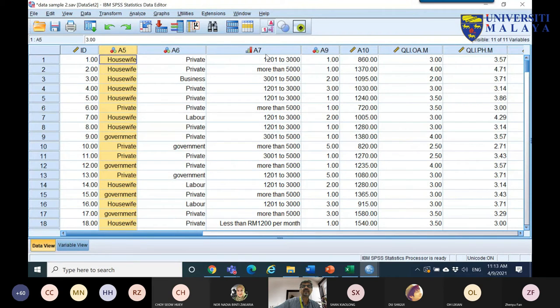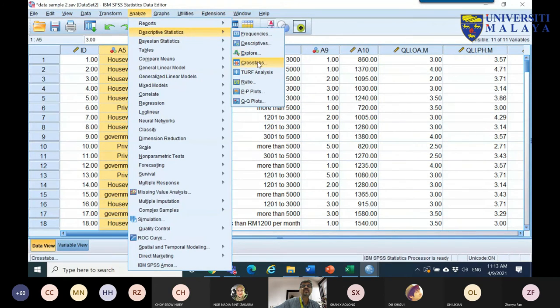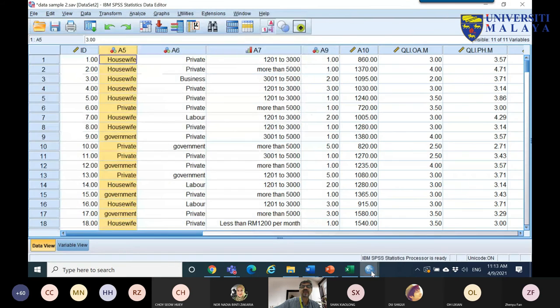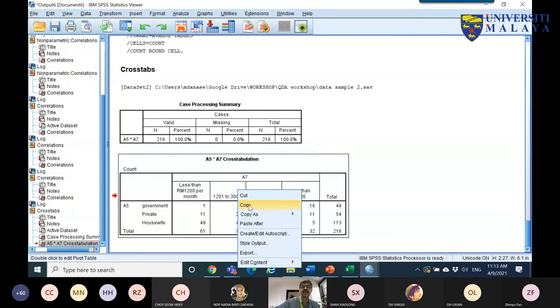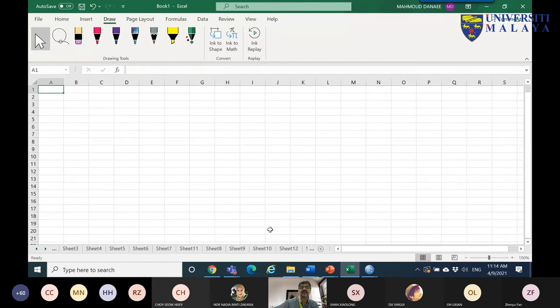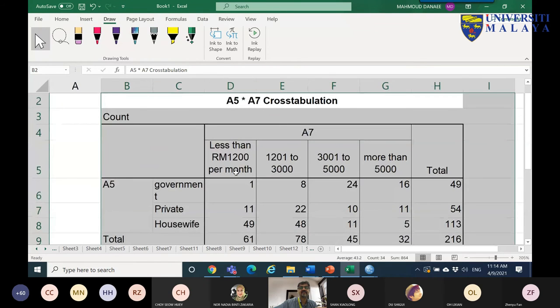So when you are dealing with categorical data, you can do the cross-tab. Under descriptive statistics, it is cross-tabs. When you go to cross-tabs, you can select the categorical data in the rows and columns. Look at here, when I click OK, this is the cross-tab. Cross-tab means cross-tabulation: two tables crossing each other. So if I copy this one and paste it here, now this is the cross-tab.